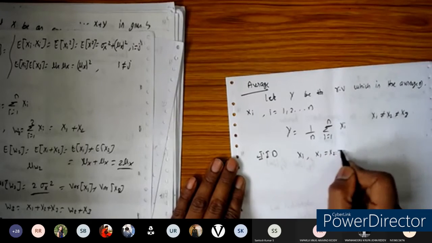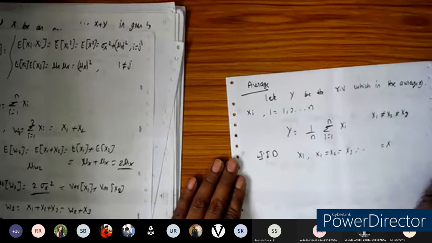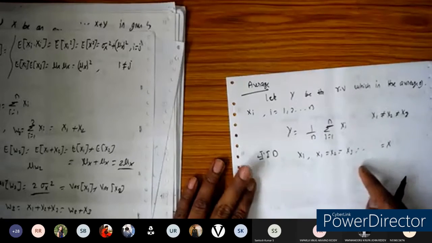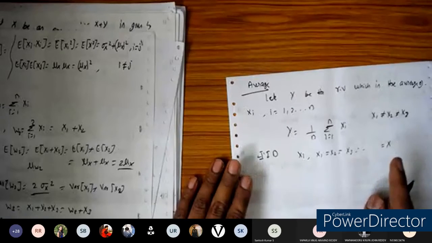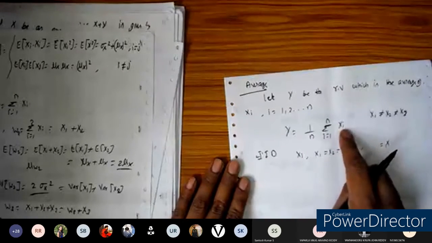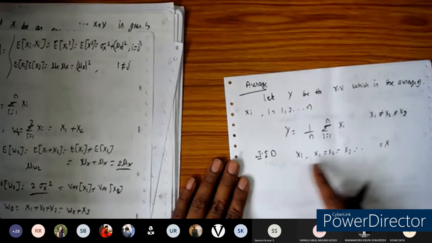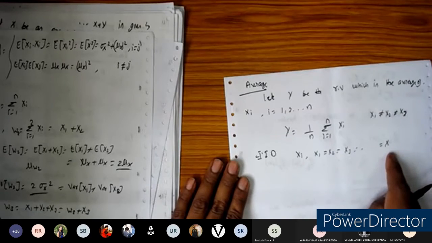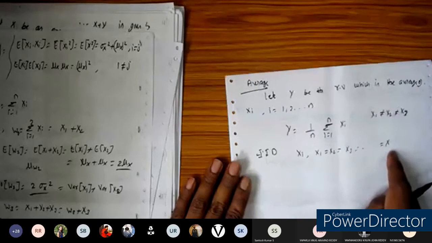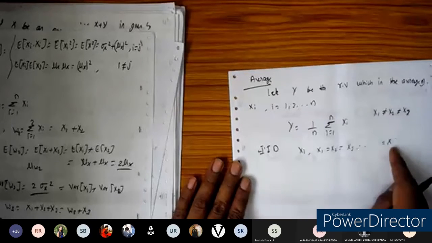So this will be equal to x2, this will be equal to x3, and so on, will be equal to the x we are going to consider. So this is the concept of the IID random variable we are going to consider here. This is the normal random variable. Independent random variables you can consider, but for the IID random variable, x1, x2, x3 will be equal to x. That is called the independent and identically distributed random variable.